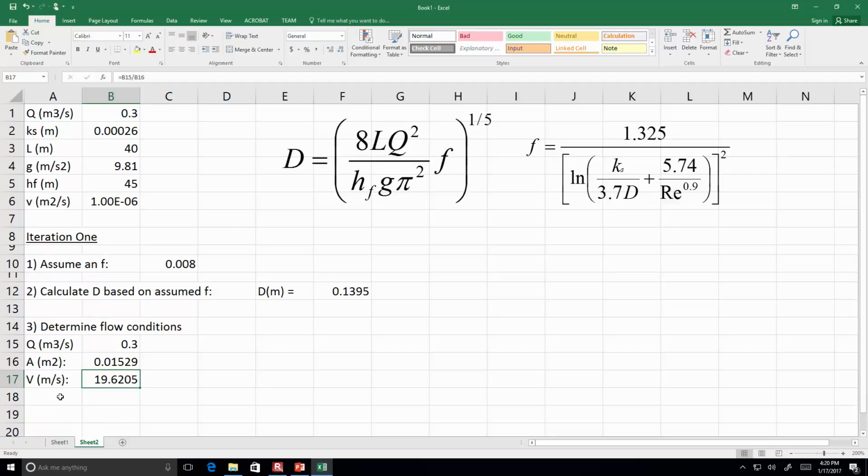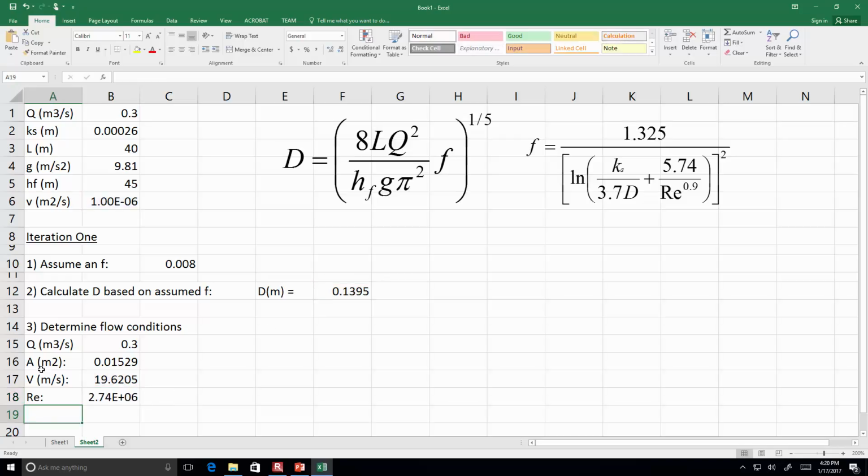Now, if we've got all that, we can calculate the Reynolds number. So the Reynolds number is going to be velocity, V, times D, diameter, divided by the kinematic viscosity of water. I'm going to anchor that because I always want it to look in the same spot. I haven't anchored some of the other cell references because I'm going to copy this entire block and paste it lower down, and then tinker around with the values. So that's why I haven't anchored some of the other cell references after that first calculation of D.